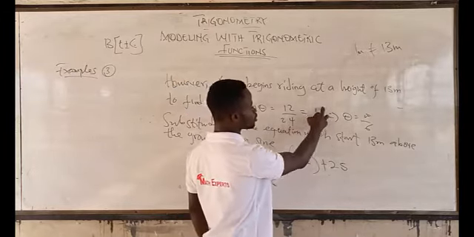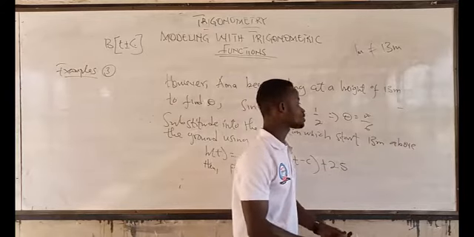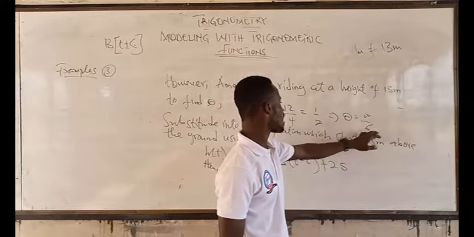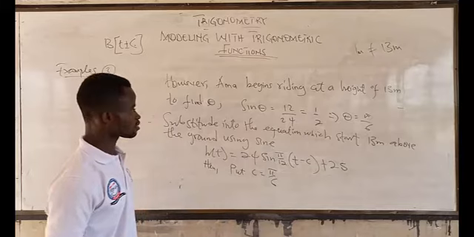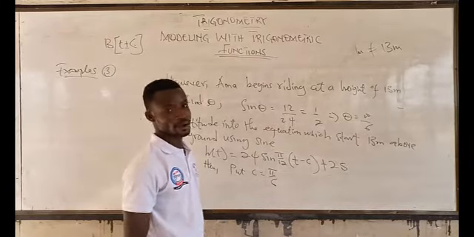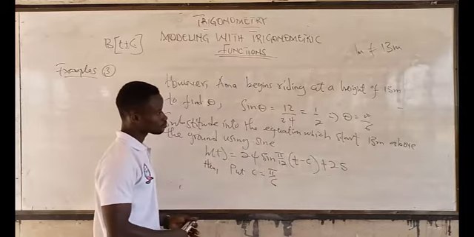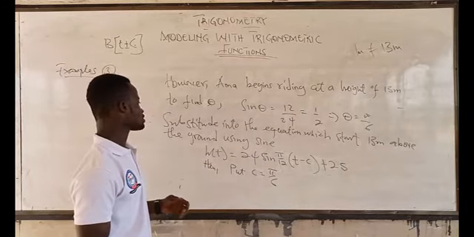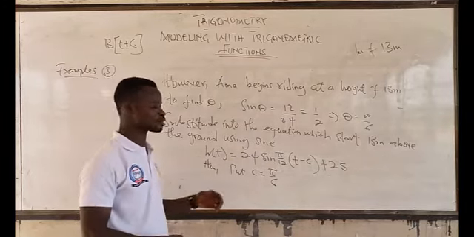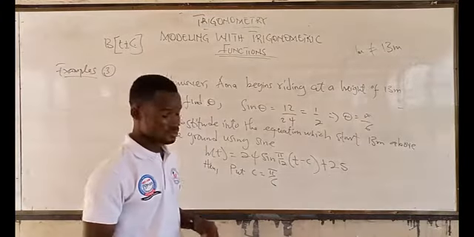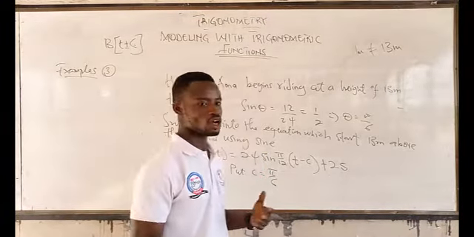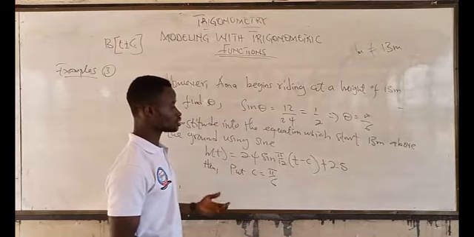Right? Which will be giving you half. And theta is going to be pi over 6. Now that we have theta to be pi over 6, we go and do the substitution to where we have the sine equation.